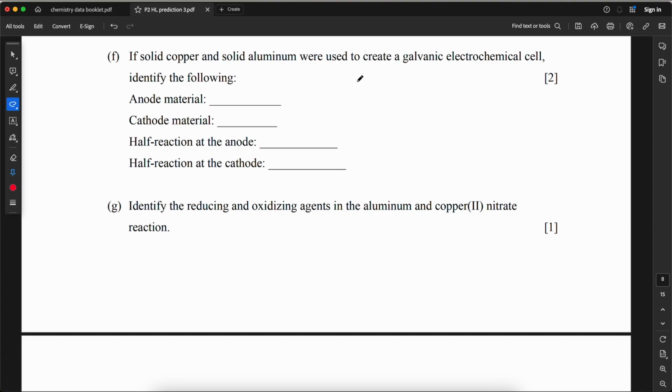If solid copper and solid aluminum were used to create a galvanic electrochemical cell, identify the following. Aluminum is more reactive, so this one will experience oxidation and this one will be reduction. Oxidation always happens at the anode, and reduction always happens at the cathode. So the anode material will be aluminum, and the cathode will be copper. Half reaction at the anode: oxidation is loss of electrons. So Al produces Al3+ plus 3 electrons. This one is reduction for copper: Cu2+ plus 2 electrons produces Cu metal.